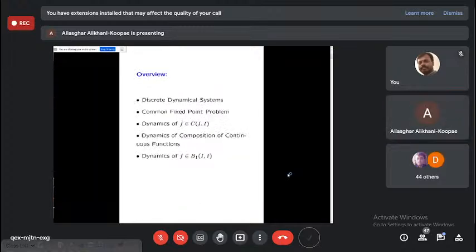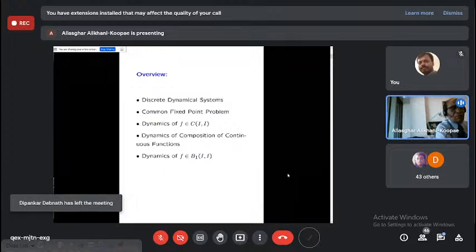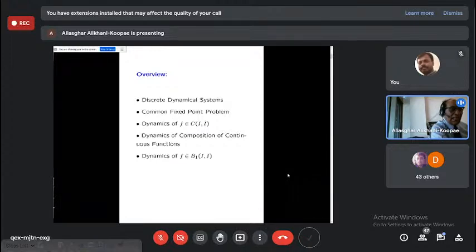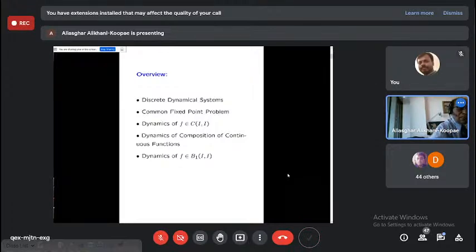Okay, all right. So the overview is that I want to talk about some part of discrete dynamical systems. After that, I will go to a problem which is very close to my heart, related to fixed point theory, common fixed point problems. Then we go to the dynamics of continuous functions. Basically today we are going to talk about these four parts, the dynamics of compositions of continuous functions. In the next lecture, tomorrow, I am going to talk about the dynamics of Baire one functions, with similar ideas and similar thinking, but for the class of Baire one functions.